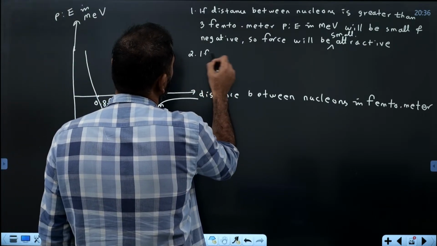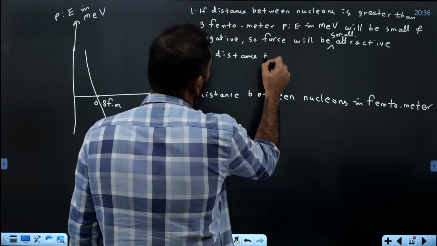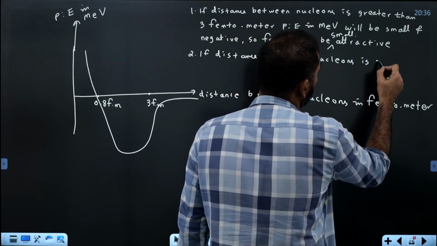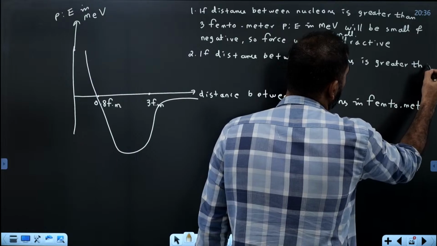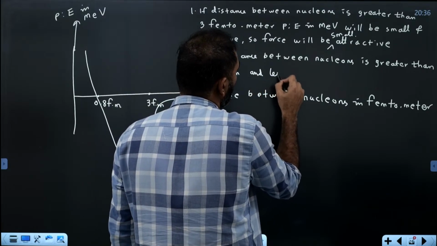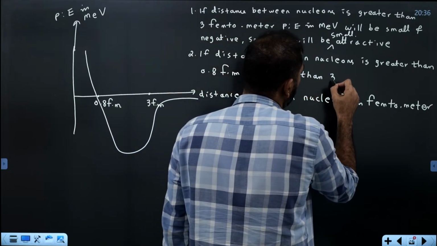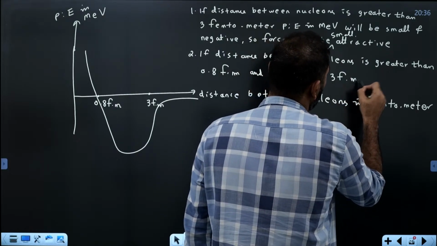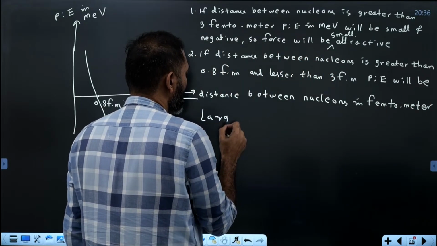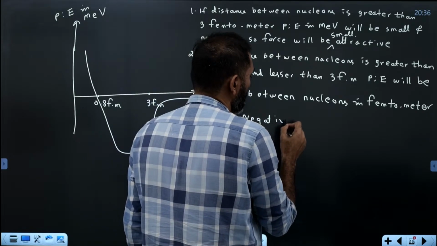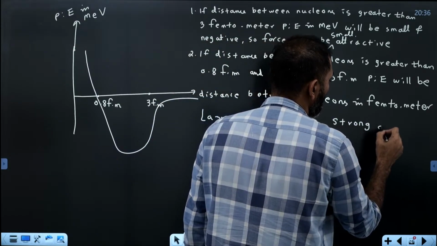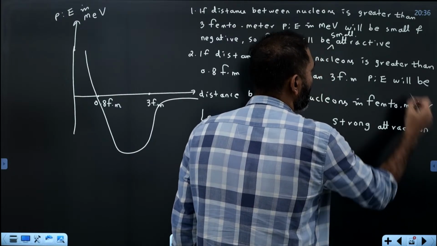Second case, if the distance between nucleons is greater than 0.8 femtometer and lesser than 3 femtometer, potential energy will be large negative, that is strong attraction. Potential energy in MeV.